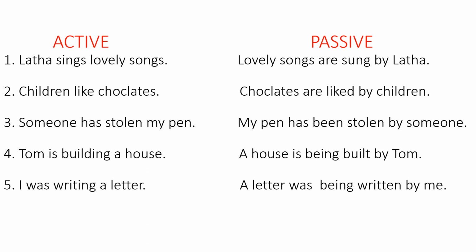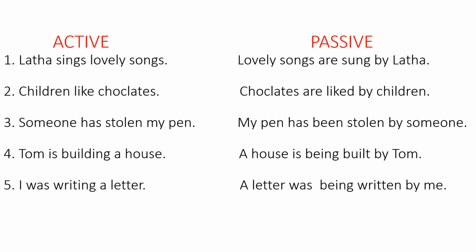Someone has stolen my pen. My pen is the object, has stolen is the verb, someone is the subject. My pen, the object, will become the subject. I showed you the chart earlier: has will change into has been, have will change into have been. So: my pen has been stolen by someone.